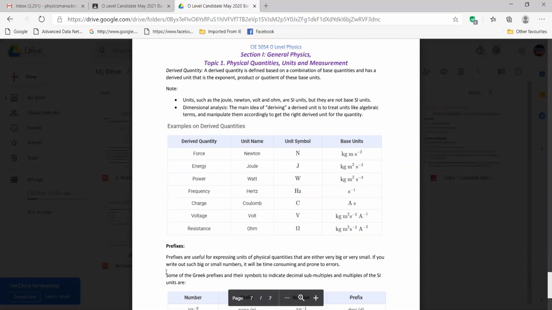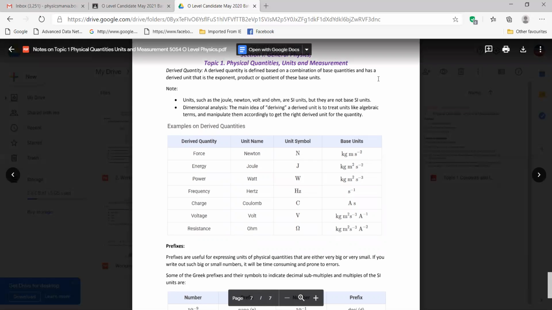Derived quantity. A derived quantity is defined based on a combination of base quantities and has a derived unit that is an exponent, product, or quotient of these base units. Look, I already gave you one example: meter per second is the unit of speed, right? So speed is a derived quantity and meter per second is the derived unit.